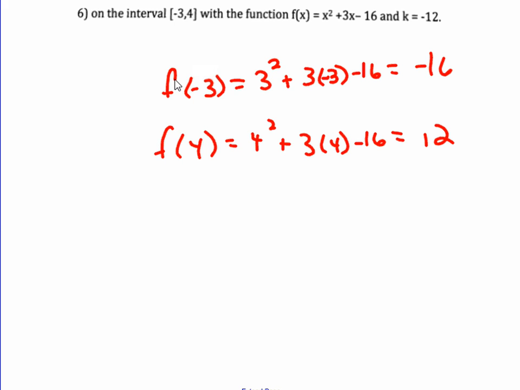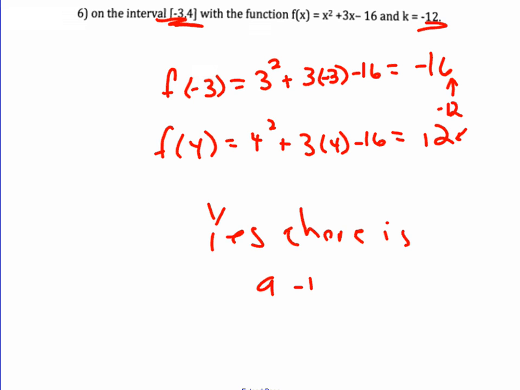So is there some x in between -3 and 4 such that f evaluated at that number is going to be -12? And because -12 is in between these two values, yes, there is. Yes, there is a -12 between -3 and 4.